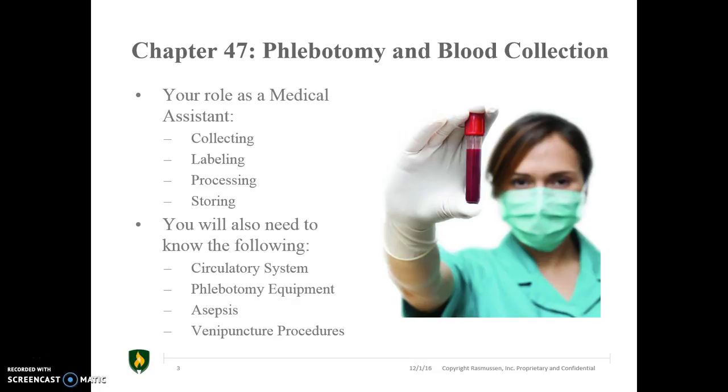So when we're talking about phlebotomy, it's important to know what your role is as a medical assistant during this procedure. Your role will be to completely and properly collect samples, label the samples, process them, possibly depending on the size of the lab that you have, and or store the specimens for transport. Now, in order for you to actually have good phlebotomy skills, you have to have a basic understanding of a few things. Those would be your phlebotomy equipment, your circulatory system, asepsis, and the venipuncture procedure itself.